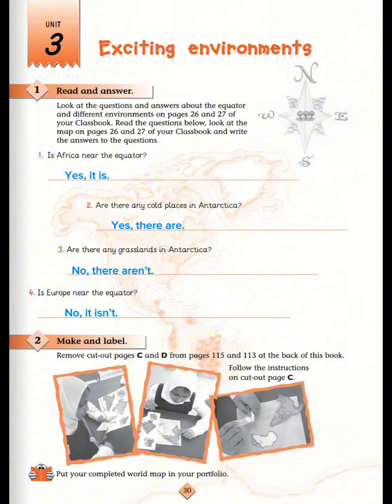Make and label. Remove cut-out pages C and D from pages 115 and 113 at the back of this book. Follow the instructions on cut-out page C. Put your completed world map in your portfolio.